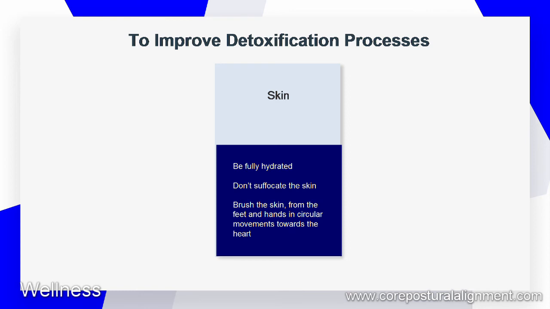Let's have a look now at how we can improve the blood. So obviously the blood delivers oxygen and nutrients to every cell of your body and transports waste products to the various organs of elimination, as we've just seen. So poor circulation results in this process being hindered. So how can we help that?